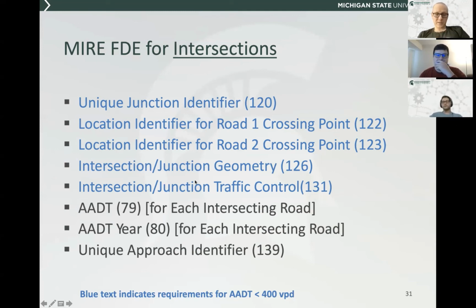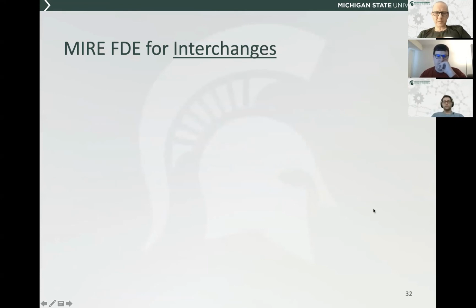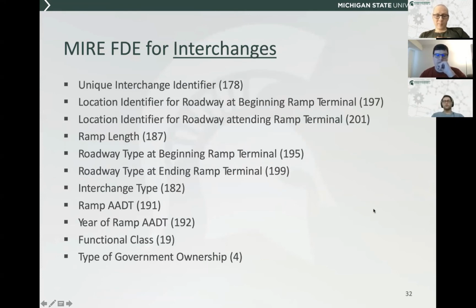But these are basically just the minimum elements here. In this case, just identifiers for each of the individual approaches so that we can locate crashes at an intersection to whatever approach it occurred on, for example, is what we're looking at there. Interchanges are significantly more complex. So we've got some work we're doing right now to try to assess safety performance at interchanges.